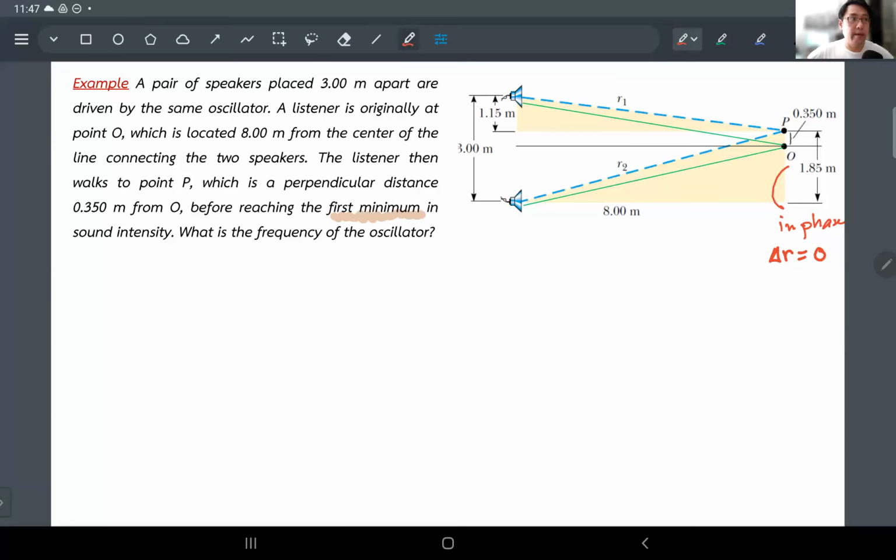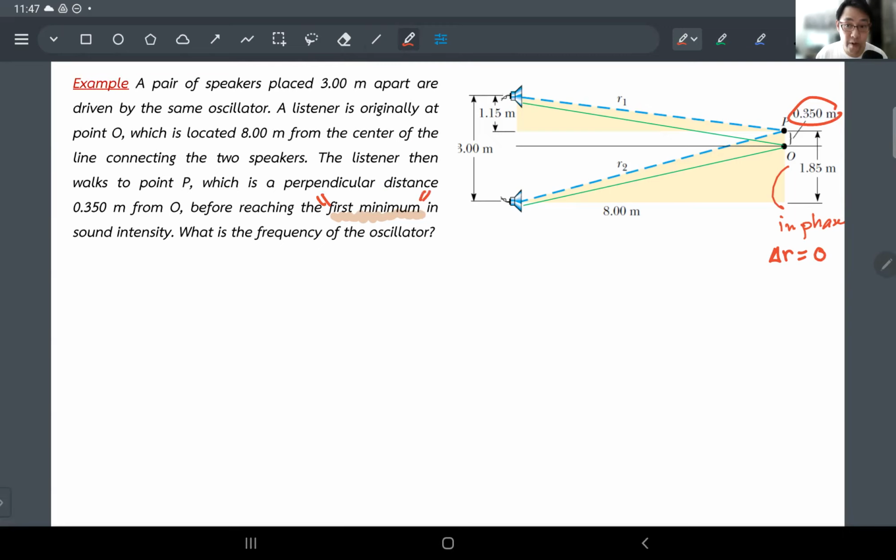So this, I mean, good. They are in phase to me at point O all the time, up and down, up and down. But now I walk away from my original position. Once I move away, it will not be perfectly in phase anymore. It will start to be off a little bit. And eventually, once I reach 0.35 meter, it's completely quiet. That's where the first minimum is.